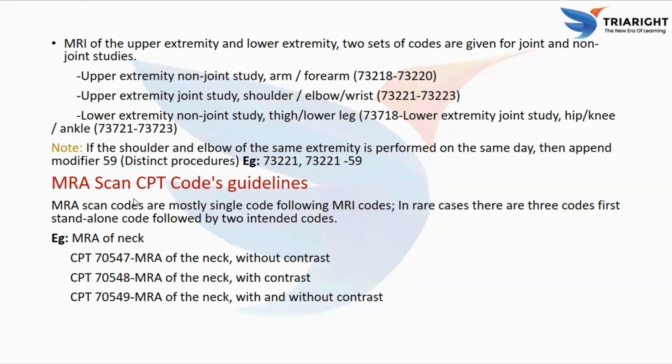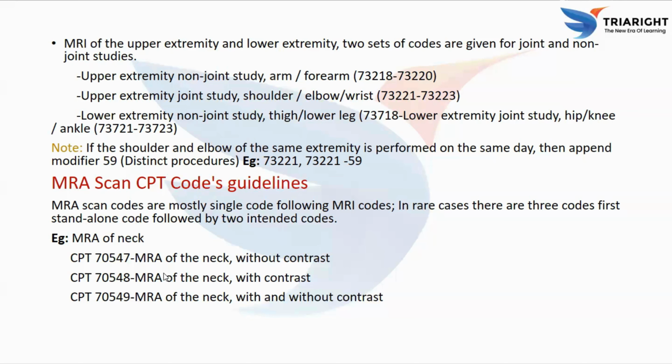And then MRI scan CPT code guidelines, which is a big one. What is MRA first? It's magnetic resonance angiography. It studies blood vessels, but not organs or joints. So what is the key rule here? MRA codes are usually standalone codes and they are not bundled into MRI codes.